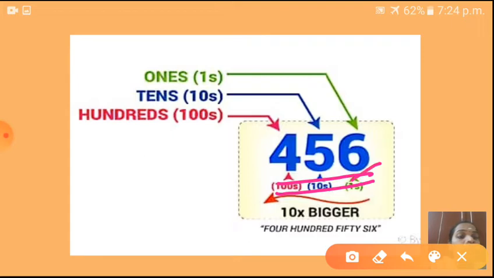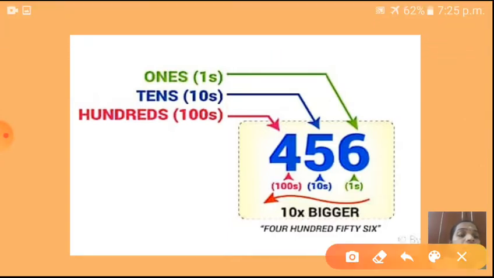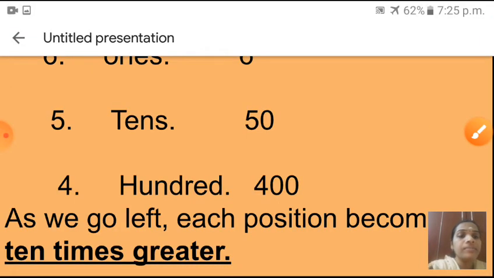This 6 is in which place? Yes, ones place. And next, 5 is in which place? Tens place. And again here, 4 is in which place? Hundreds place. Understood children? So see here, from right to left, the value is increasing, it is increasing by 10 times. Isn't it children? This is ones place, this is tens place, and this one is what? Hundreds place. So how can you read this number? 456. Okay. Next one, see.